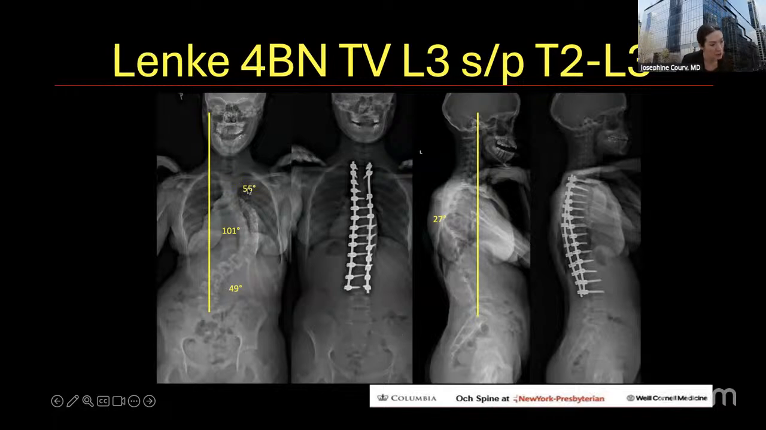But in this 100-degree curve, where a lot of people would probably be frightened to stop at this very tilted L3, because it's touched at the pedicle, because of the disc wedging, not too much rotation at this vertebral body. And you can see that this person has closed triradiate cartilage. They're more on the edge of skeletally mature. She's a 13-year-old girl. That L3 was an appropriate LIV for this patient.